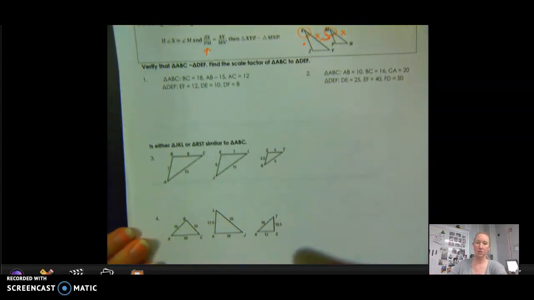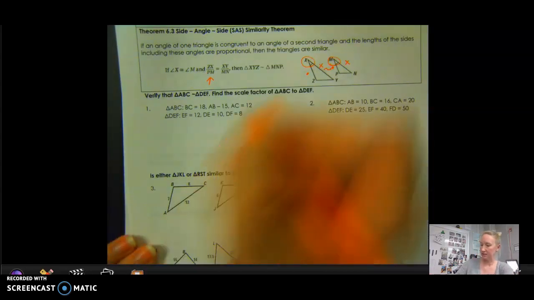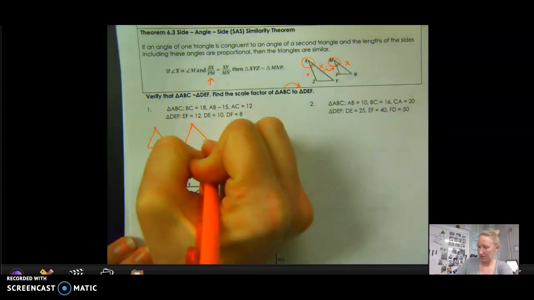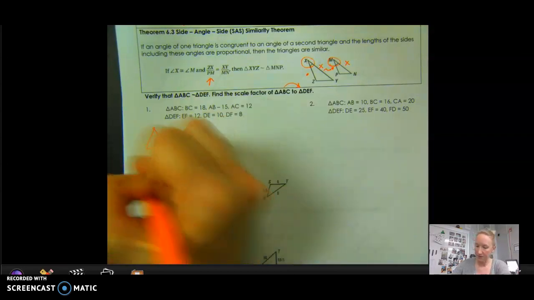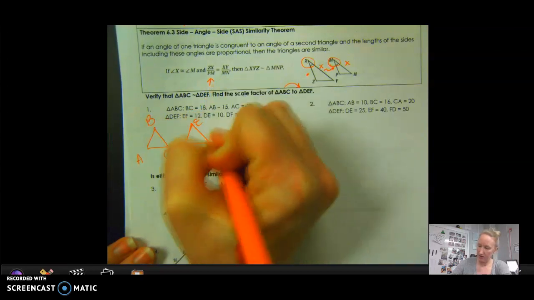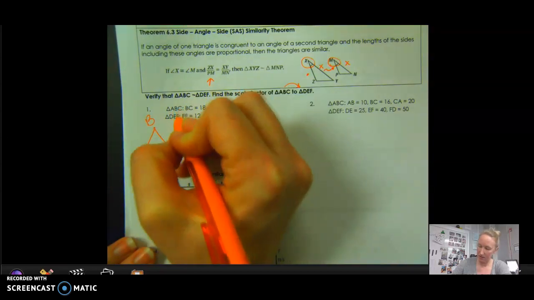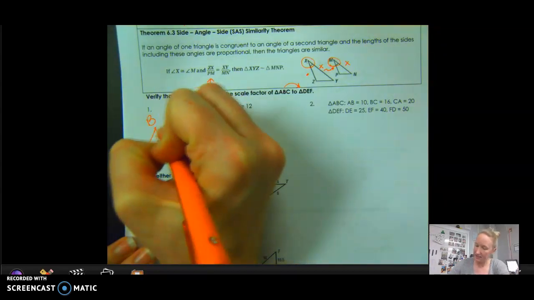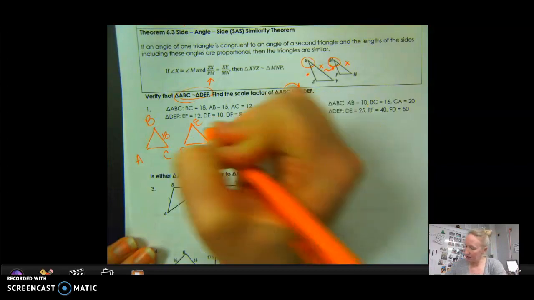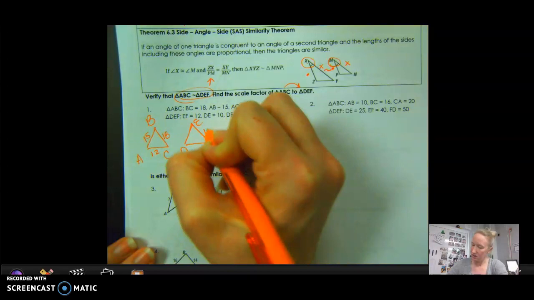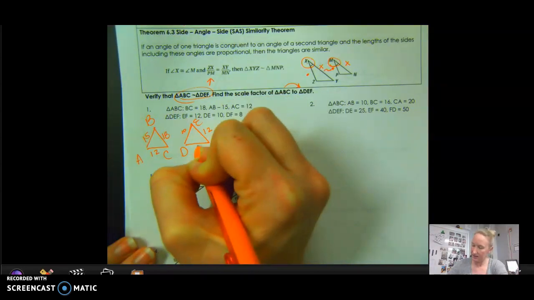Okay? Verify that triangle ABC is similar to triangle DEF, and then state the scale factor going from ABC to DEF. So what I'm going to do is draw two triangles. They're not necessarily going to be drawn to scale. Label this one ABC, this one DEF, so that A matches up with D, B with E, and C with F, just like the similarity statement says up here. B to C is 18, A to B is 15, and A to C is 12. E to F is 12, D to E is 10, and D to F is 8.